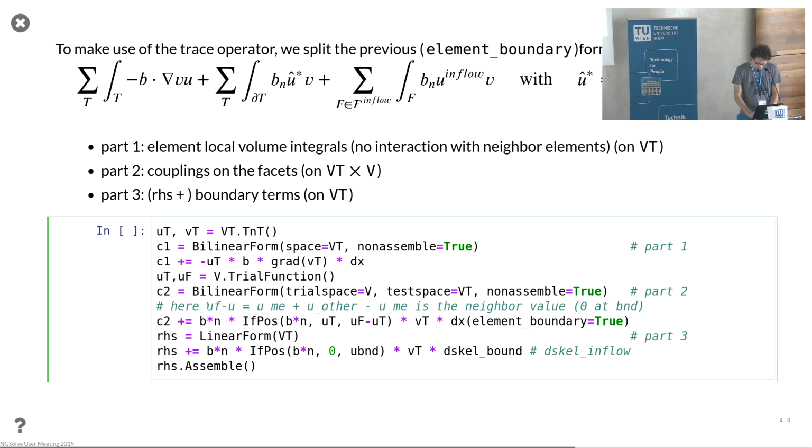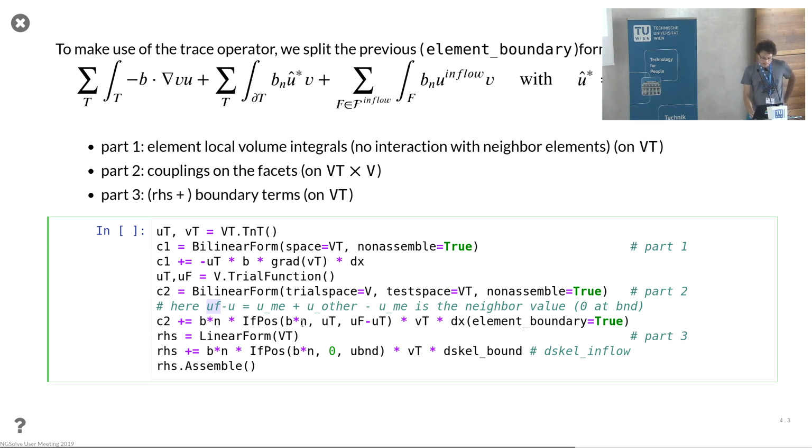And here, as I wrote in the comments, we now have the UF. So this is a mixed bilinear form, so we have different spaces. The trial space is from the V space, which is the larger space, the product space of the volume and the facet space. And the test space is just a volume space. Now the UF, the values from this trace finite element space, are the sum of the two neighbors, so it's essentially U me plus U other. If I want the value from the neighbor, I essentially just subtract my own value and I have the U other. So that's what you have here. Yeah?